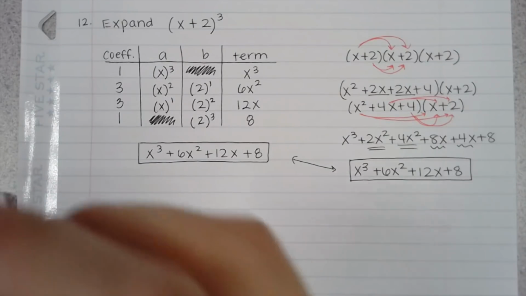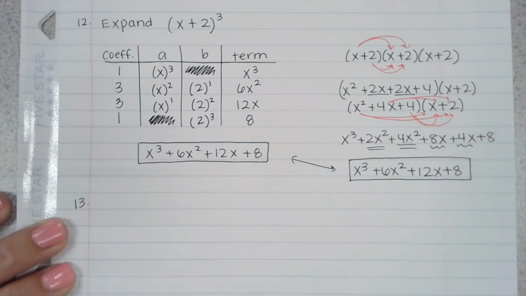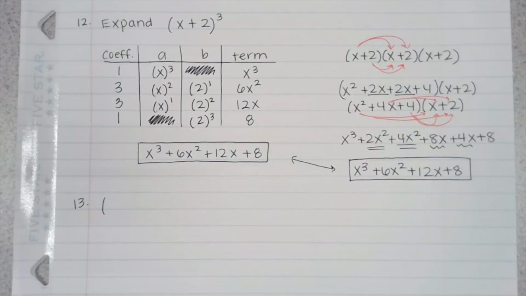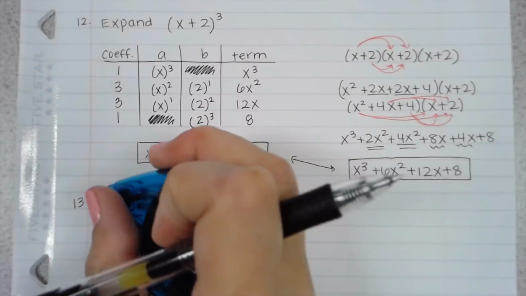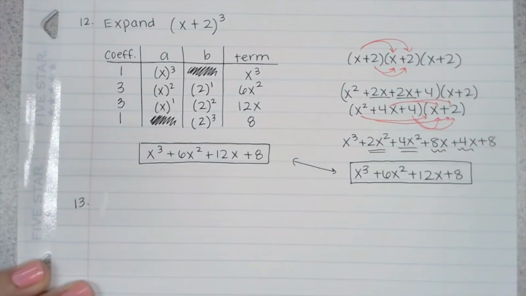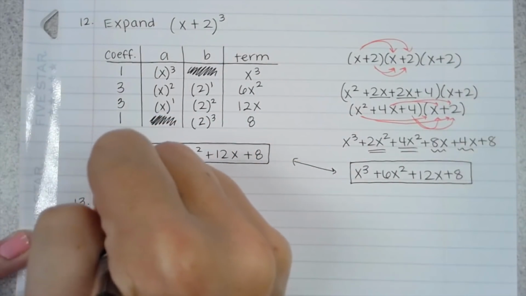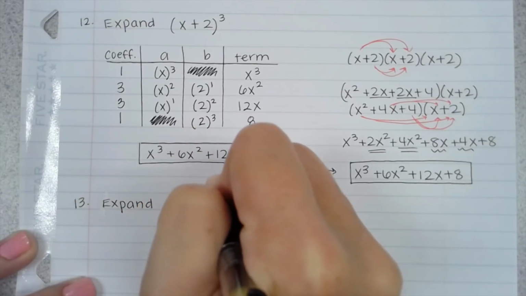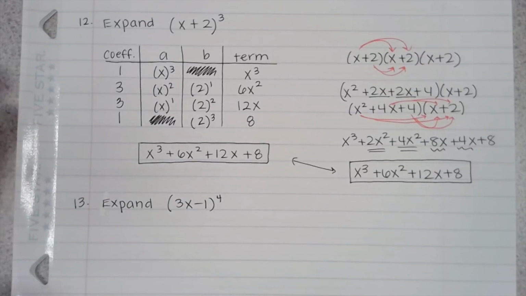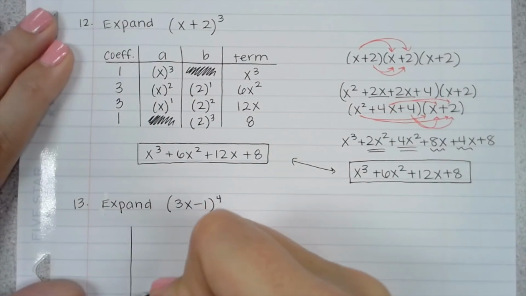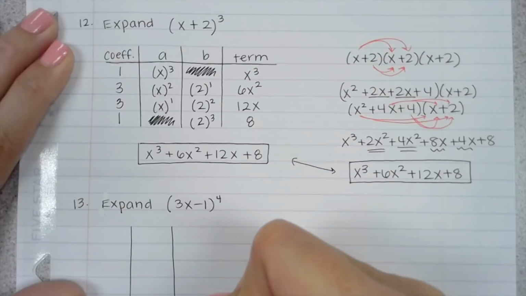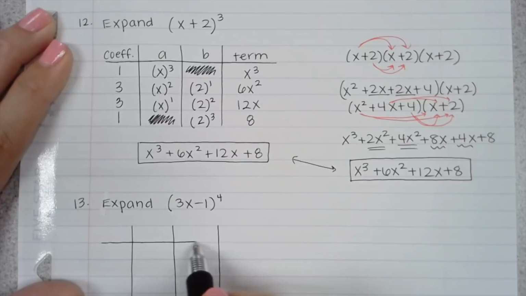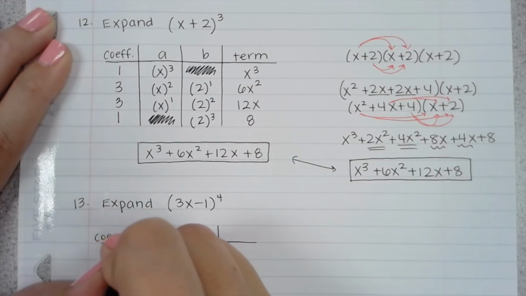All right, for question number 13, this is my last expansion. This one says that I'm going to expand, and then I'm given a binomial: 3x minus 1, raised to the 4th power. And so again, I'll do it this way. When there's a number in front of the 3 or any coefficient in front of a variable, you just want to make sure that you go a little bit more slowly through this process.